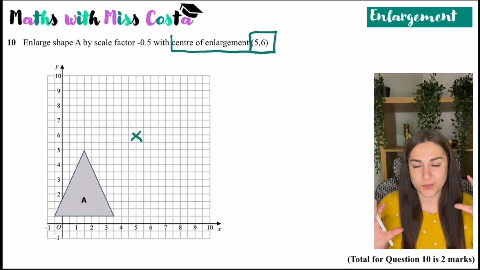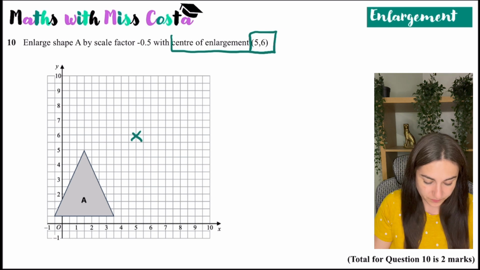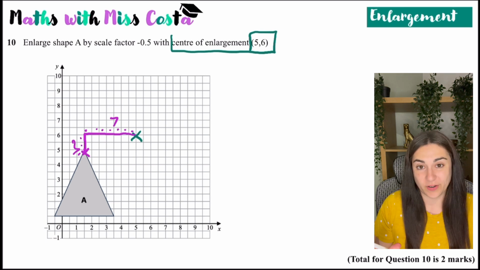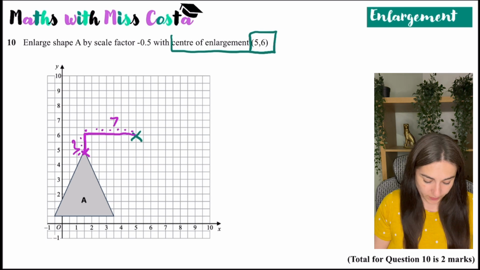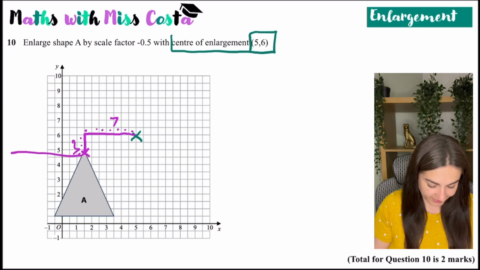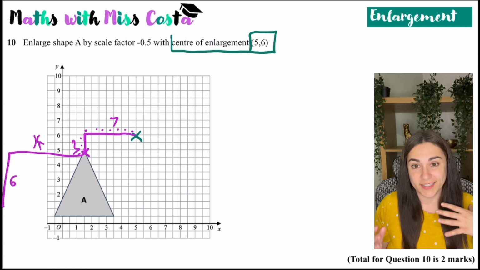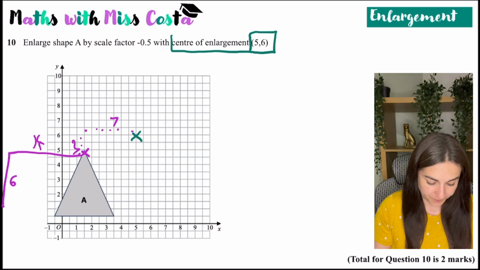Now, if you're just ordinarily multiplying, enlarging something by, let's say, scale factor 2, what you would do is you would count the squares from the center of enlargement to your shape. So let's just say that's 1, 2, 3, 4, 5, 6, 7, and 1, 2, 3. Let's say we're enlarging it by scale factor 2. What you would do is you'd double those distances. So it would be 14 and 6, and then you'd plot your new point. So for normal enlargements, you go from the center of enlargement to your shape.